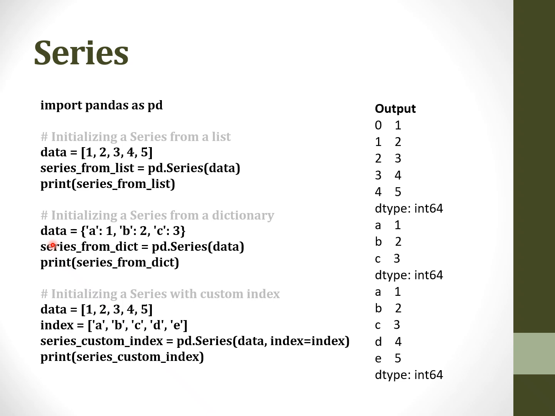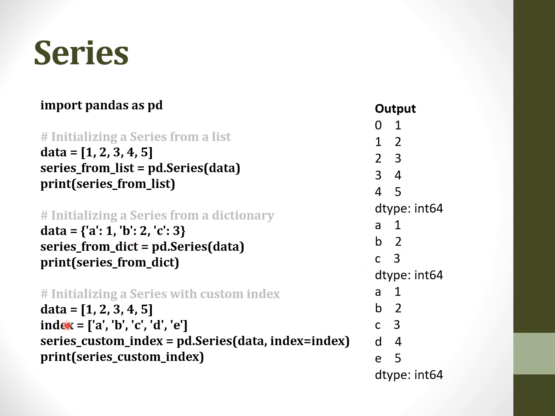If we give data equal to, in single quotes, a: 1, b: 2, like this, and you convert this data into a series and print it, you can clearly see the index values are assigned as a, b, c rather than 0, 1, 2. And the corresponding values are stored as 1, 2, and 3.